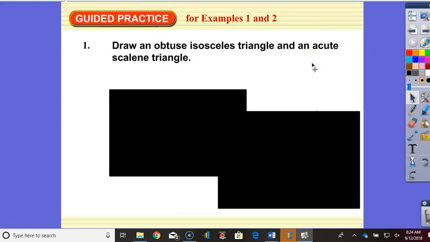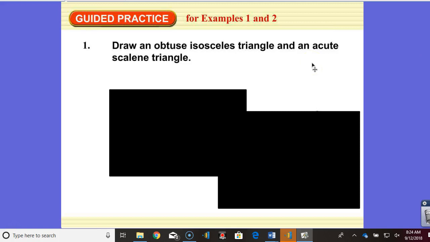Draw an obtuse isosceles triangle and an acute scalene triangle. So I want you guys to take 30 seconds or so and draw what you think an obtuse isosceles triangle looks like and what you think an acute scalene triangle looks like.